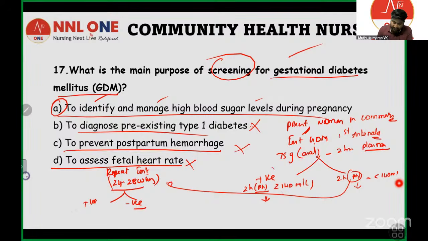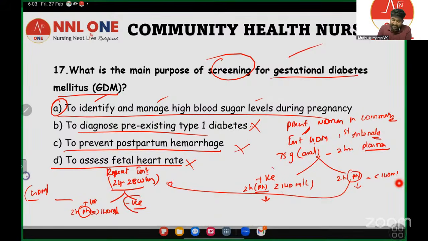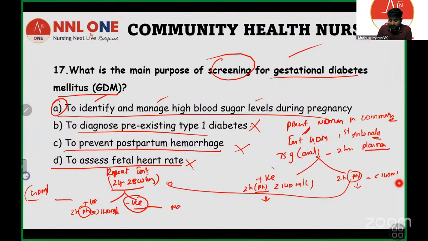Again, I'm going to check whether it is positive or negative. Same thing, 2 hour plasma glucose I'm going to check. If it is more than 140 mg per deciliter, now I am going to follow the GDM guidelines as instructed by the government. If it is negative, it is considered as normal ANC.